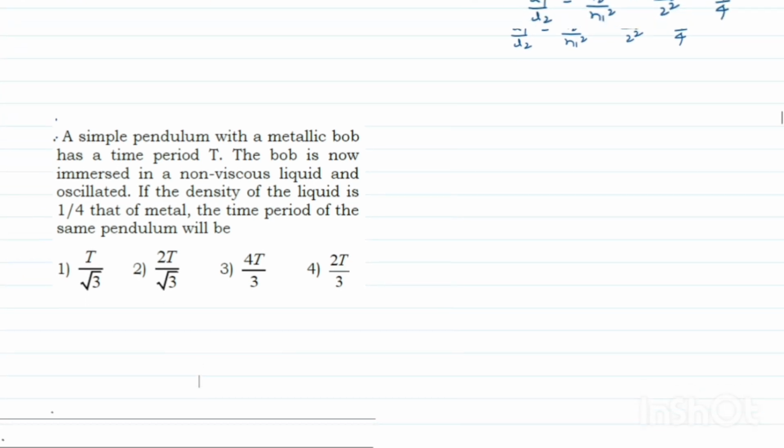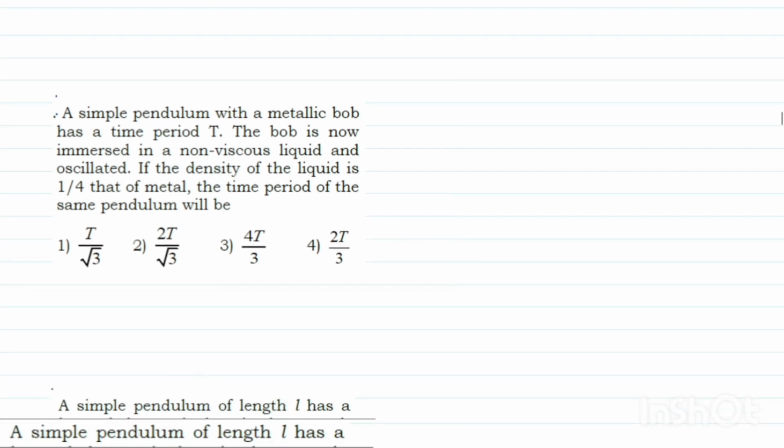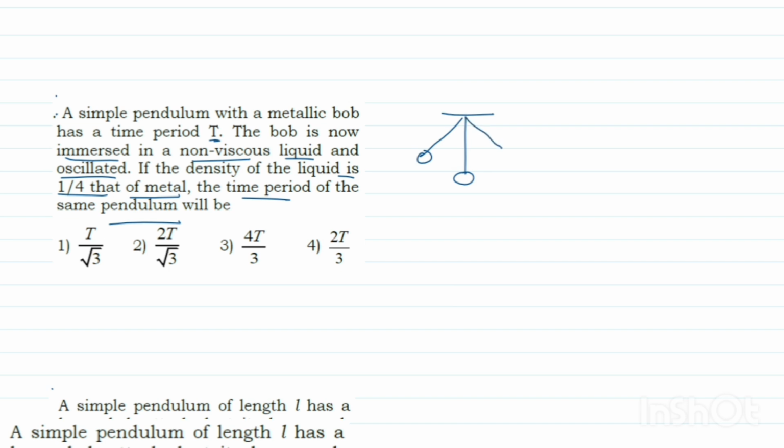The next question says a simple pendulum with a metallic bob has a time period T. The bob is now immersed in a non-viscous liquid and oscillated. If the density of the liquid is 1/4 that of the metal, they are asking for the time period of the simple pendulum. Initially the metallic bob performs simple harmonic oscillations with time period 2 pi into root over L by g in the air medium.